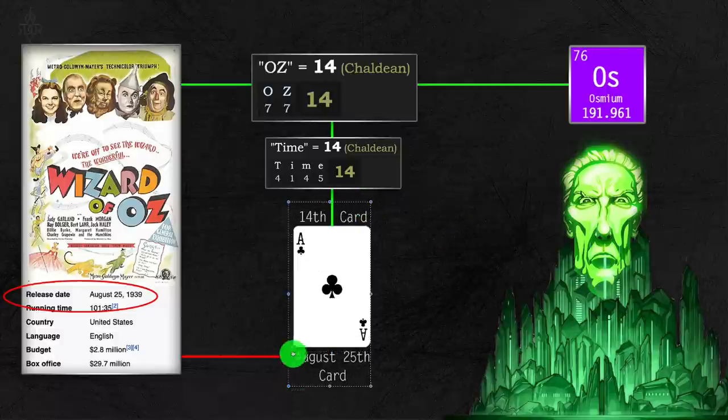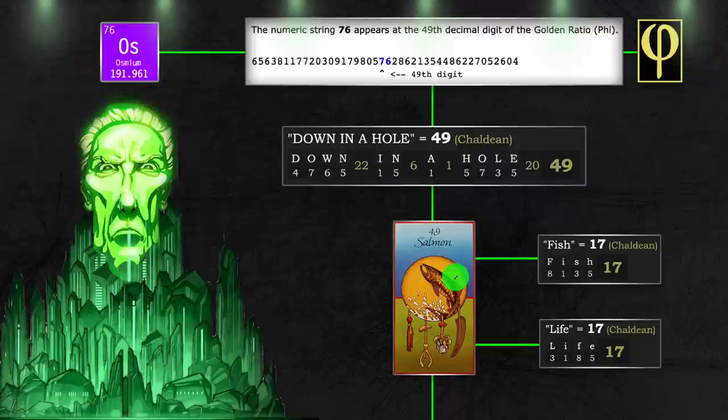You can't miss this. 25th, 14th card. The Wizard of Oz is 14. It's time. Ruling over time. Which, you know, Satan is 14. Satan is time. That's what time does, it decays things. It breaks things down.